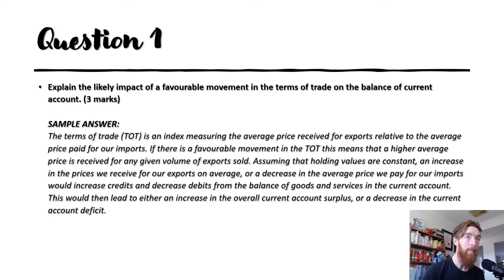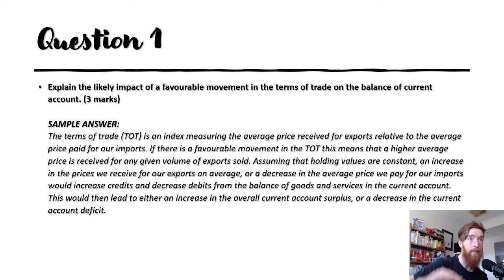If there is a favorable movement in the terms of trade, this means that a higher average price is received for any given volume of exports sold. Assuming that holding values are constant, an increase in the prices we receive for exports on average, or a decrease in the average price we pay for our imports, would increase credits and decrease debits from the balance of goods and services in the current account. This would then lead to either an increase in the overall current account surplus or a decrease in the current account deficit.